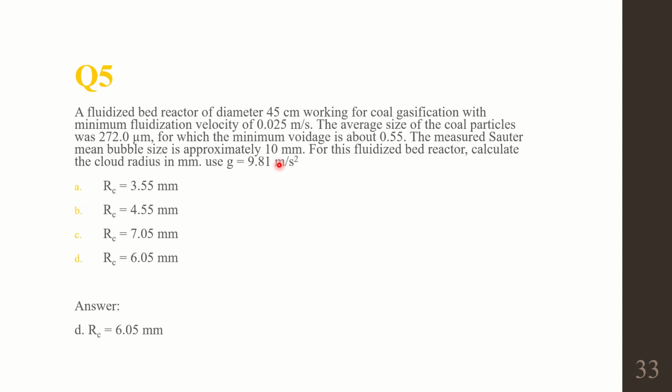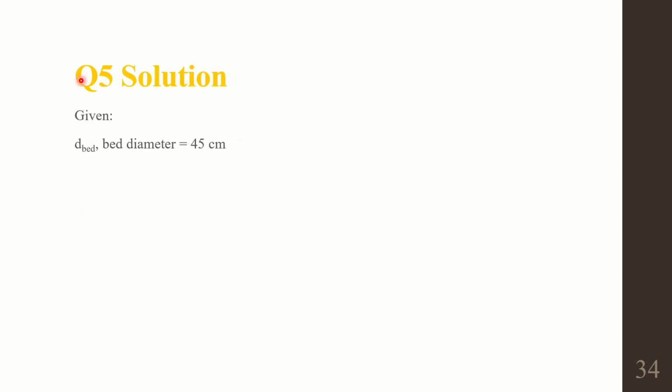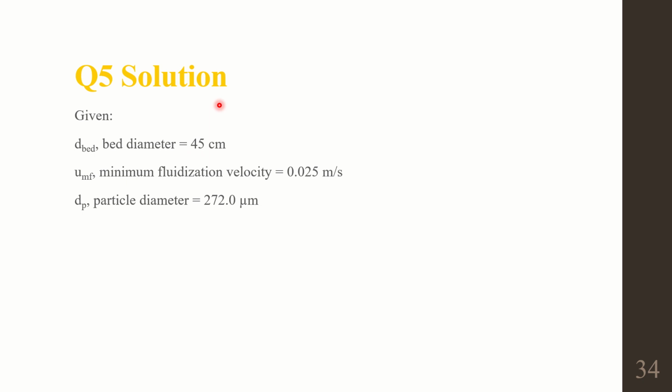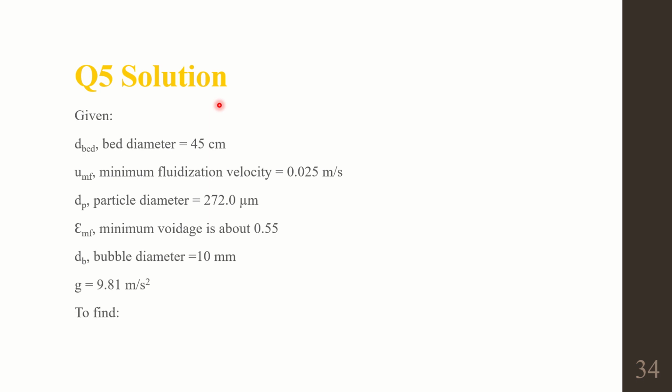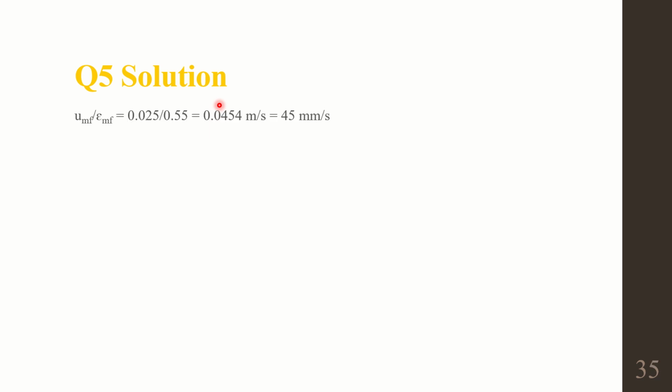So yeah, we'll see. It is 6.05 mm, but how? Diameter of the bed is given as 45 centimeter and minimum fluidization velocity is given as 0.025 meter per second, and particle diameter is 272 micrometer and epsilon mf, minimum voidage, is 0.55 and bubble diameter is 10 mm. g is 9.81 meter per second square. So first we find cloud radius, and for that we need to find the UMF by epsilon MF, which is 0.025 by 0.55, which is 0.0454 meter per second, that is 45 mm per second.